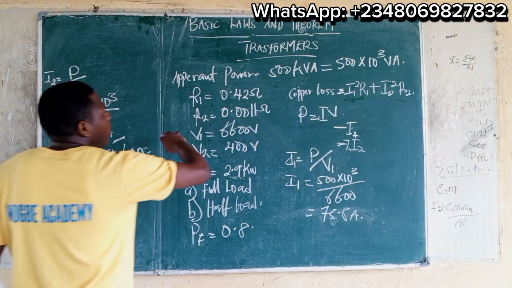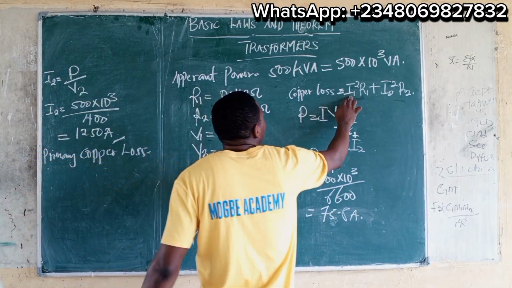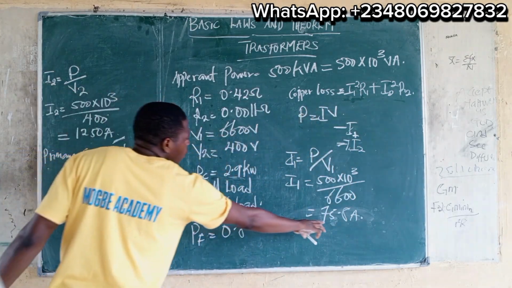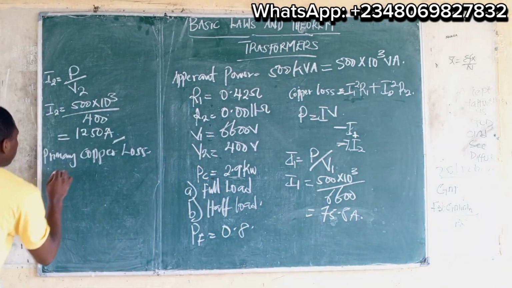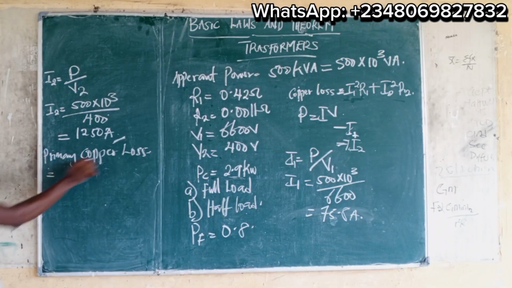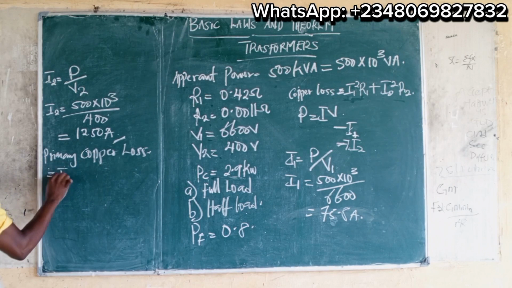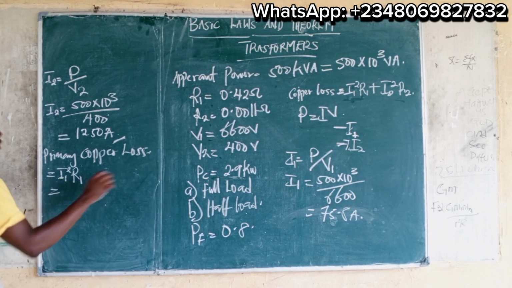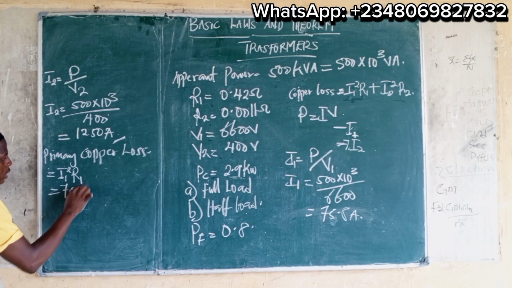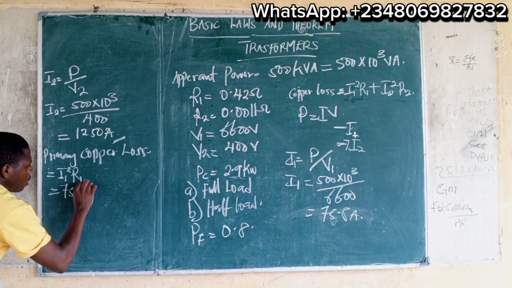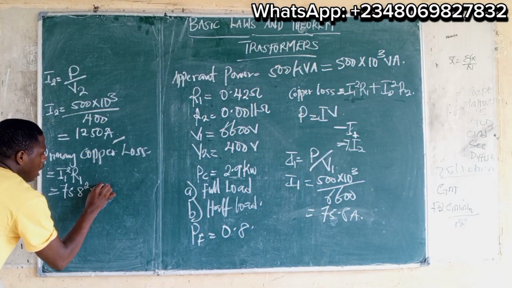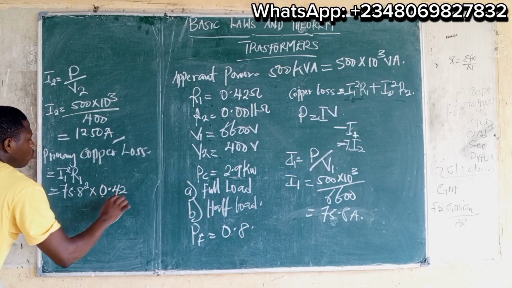To get our primary copper loss, we know I1 square, and we know R1. Now what is our I1? We know I1 to be 75.8. So from our equation, the primary copper loss is simply I1 square R1, and this is equal to, what is I1? 75.8 amps, all square, times, what's our R1? Our R1 is 0.42.